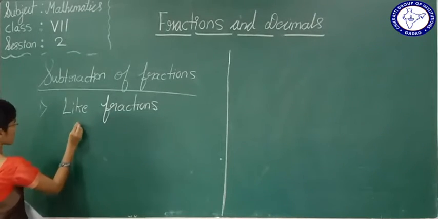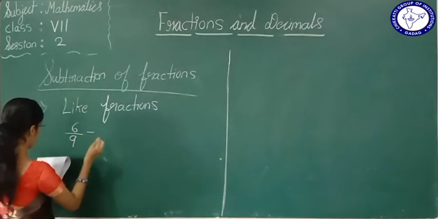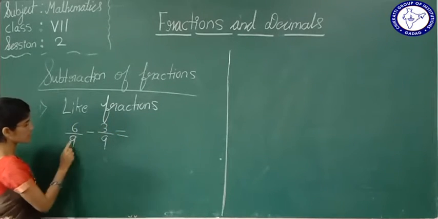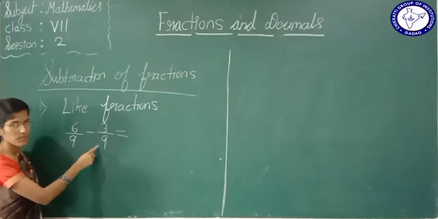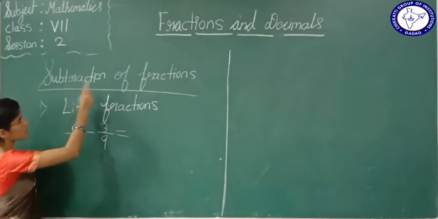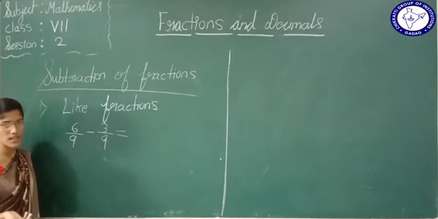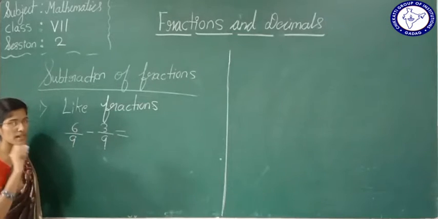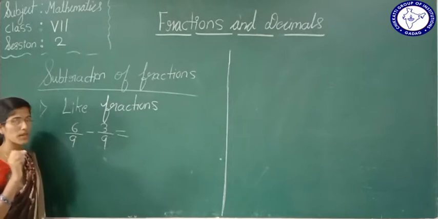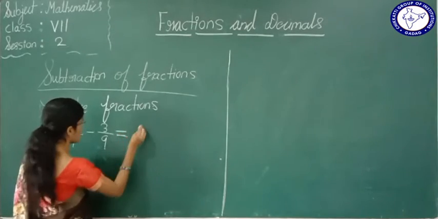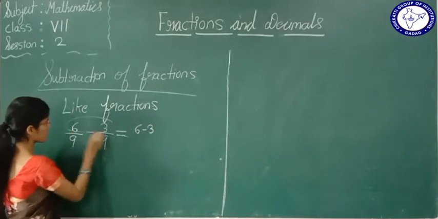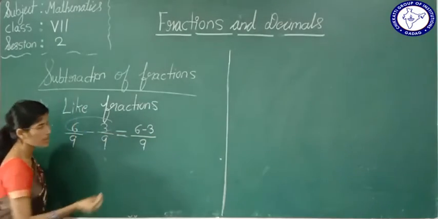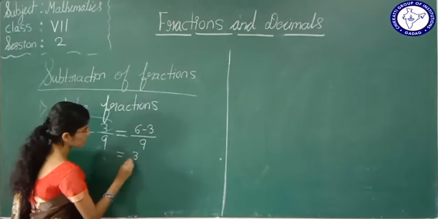So here suppose I gave you example 6 by 9 minus 3 by 9. Now see, these are like fractions because the denominators are same. Okay. Now see, how to do subtraction of fraction means same thing how we did in addition. We have to subtract the numerator keeping the denominator same. Now see here 6 minus 3. Subtract the numerator keeping the denominator same. 6 minus 3 is 3. 3 by 9.